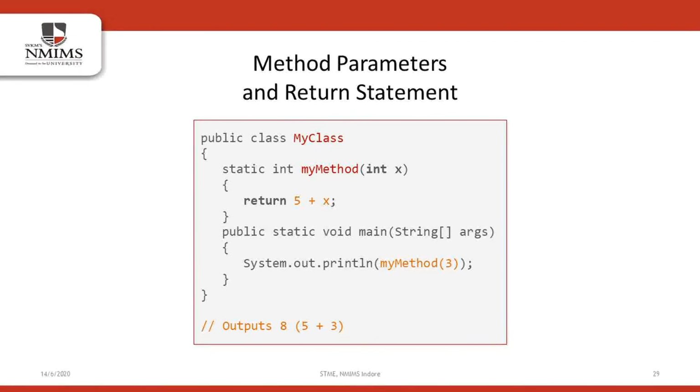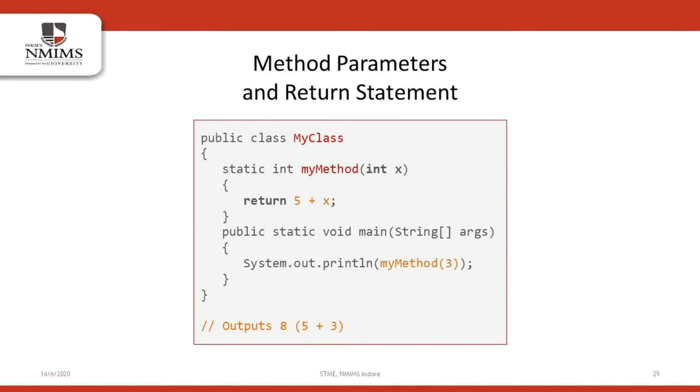As we can see here, the class name is my class. We declared a method of the integer type my method, and we passed an argument or a parameter integer x inside it. Then inside the method we are returning a value 5 plus x. So whatever be the value of x, the method will return a value 5 greater than the value of x.